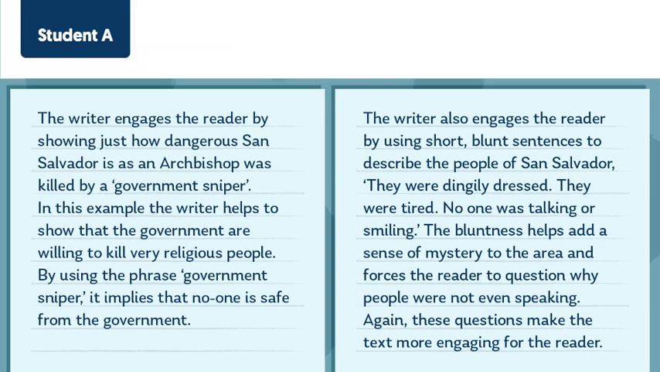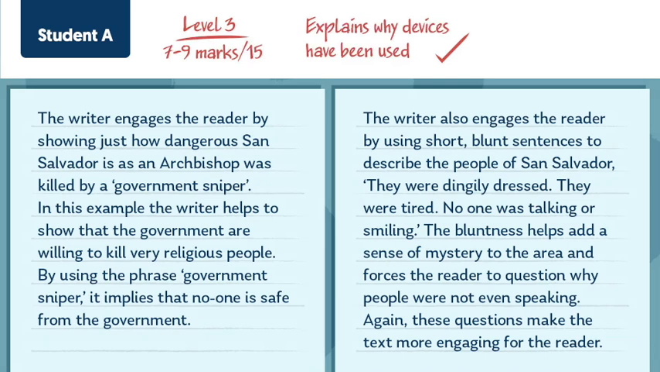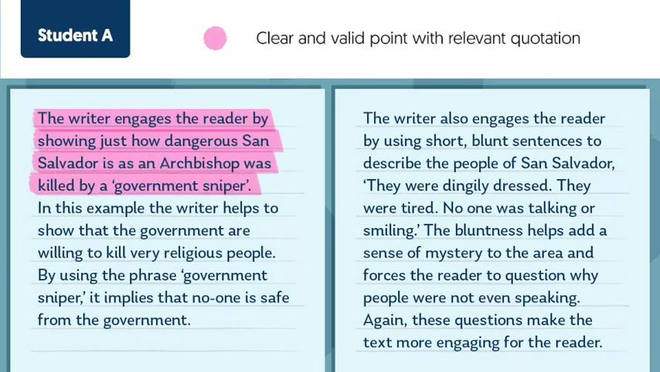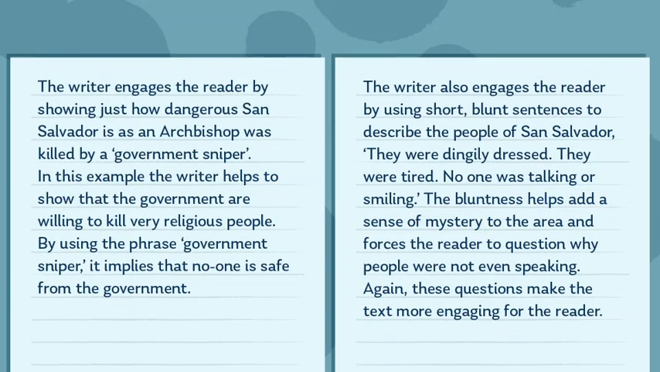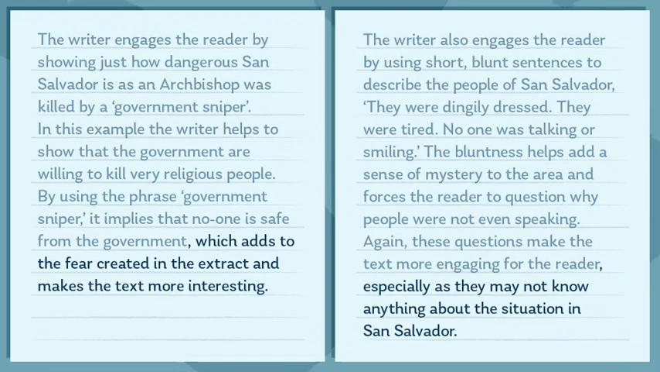Student A's response achieves a level 3. This is because it explains some of the reasons why certain devices have been used, but doesn't really begin to analyse the effects. The answer starts with a clear and valid point about what makes the text interesting and supports it with a relevant quotation. There are explanations about what the devices do, and the use of phrases such as "helps to show" and "helps add a sense of mystery" go some way to showing the examiner that the student is trying to explain the effects. However, this student could have improved their response with the sentences shown here.